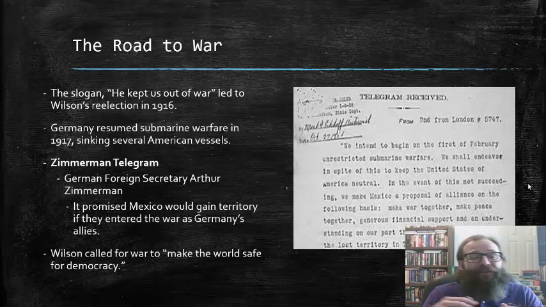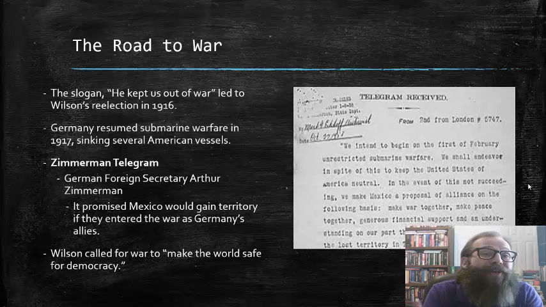In early 1917, German Foreign Secretary Arthur Zimmermann sent a telegram to the Mexican government that basically promised that Mexico could regain many of its lost territories that it had let go to the United States at the conclusion of the Mexican-American War in the 19th century if they entered the war as Germany's allies, and they even encouraged the Mexican government to invade the United States from its southern border.